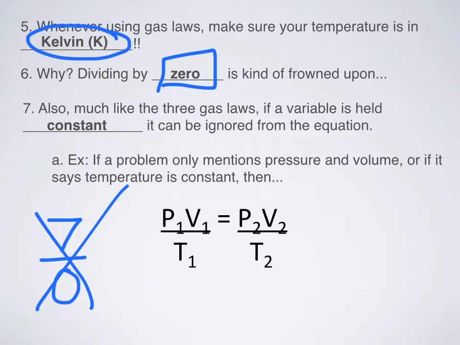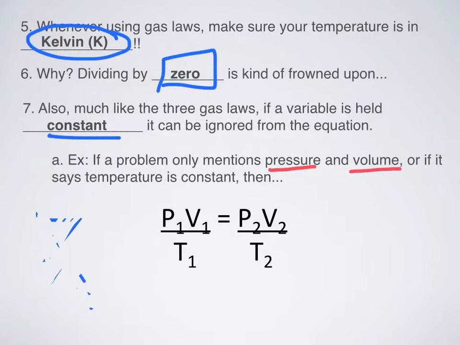Also, much like the three gas laws, if a variable is held constant, then it can be ignored from the equation. So here's the question. If a problem only mentions pressure and volume, or if it says temperature is constant, then what can we do? Again, if it only mentions these two things, or if it says temperature is constant, then this equation simplifies down to P1 times V1 equals P2 times V2. Now, do you remember whose law that is? That's Boyle's law.